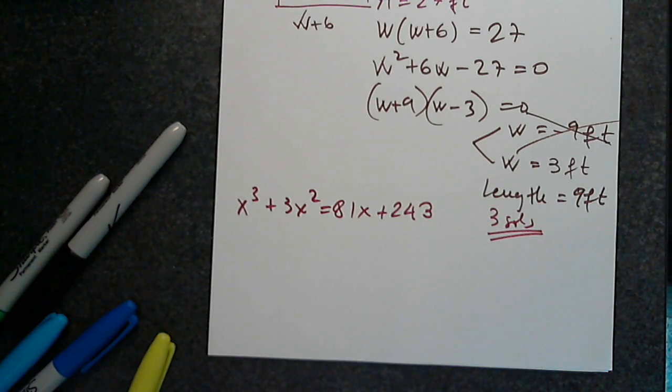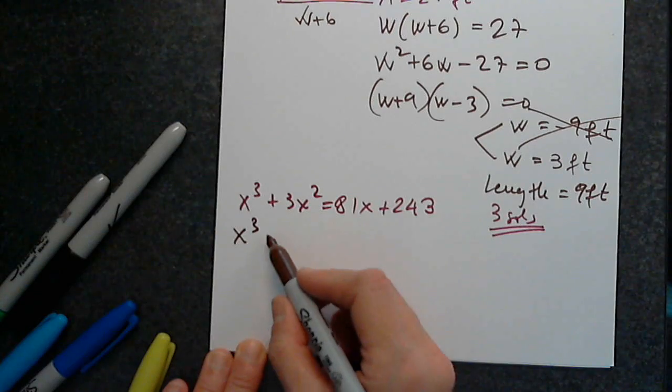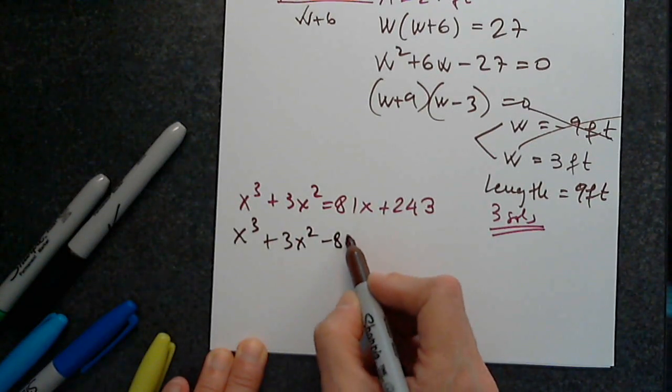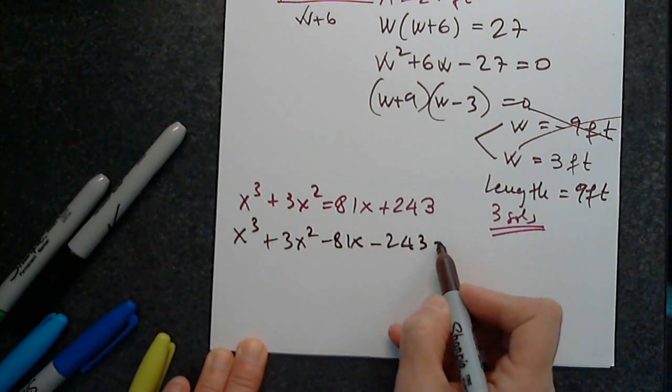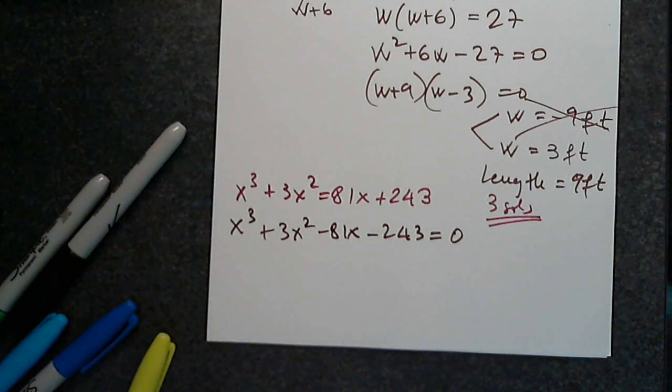Good. So what will I need to do? What will be my first step? Yes, I have no choice. That's how we solve polynomial equations. What is on the other side? Perfect. How many terms?